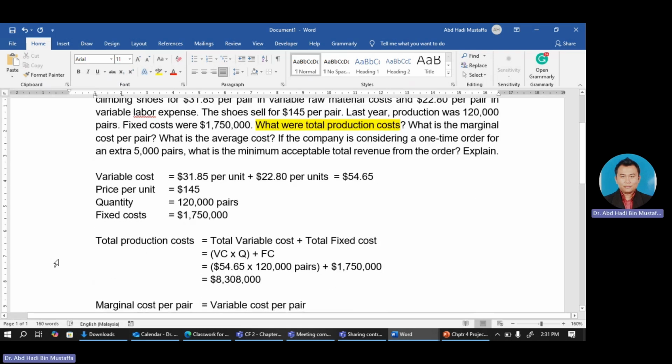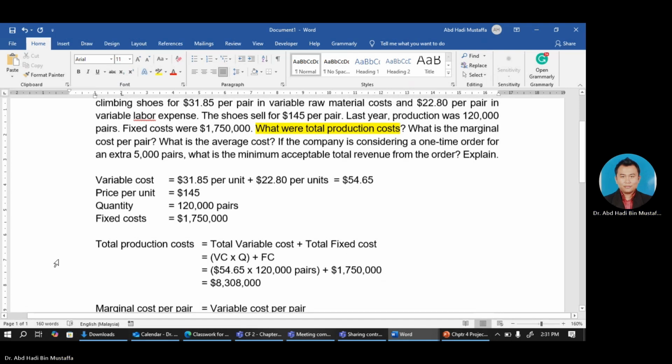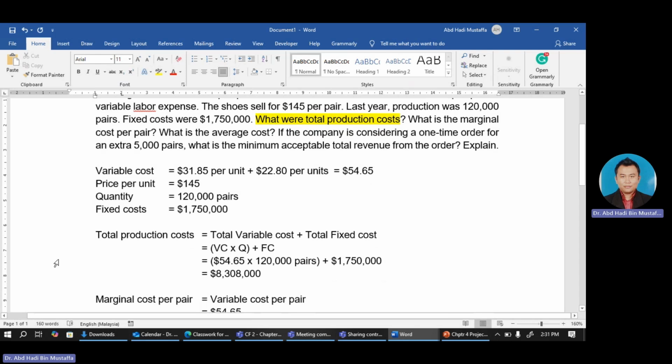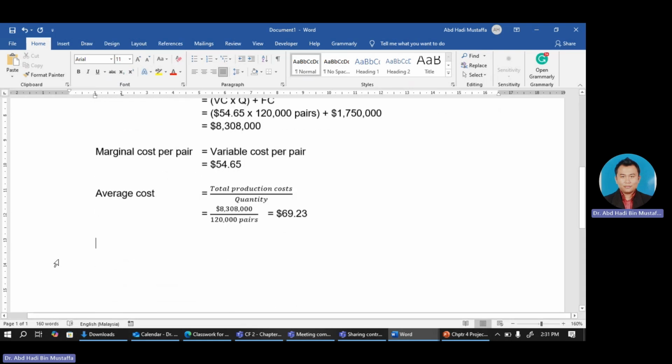Any questions so far? Okay, the final question in question number 2: if the company is considering a one-time order for an extra 5,000 pairs, that means earlier we have 120,000 pairs, right? They are having an extra order by adding 5,000, so that means it will become 125,000. What is the minimum acceptable total revenue?